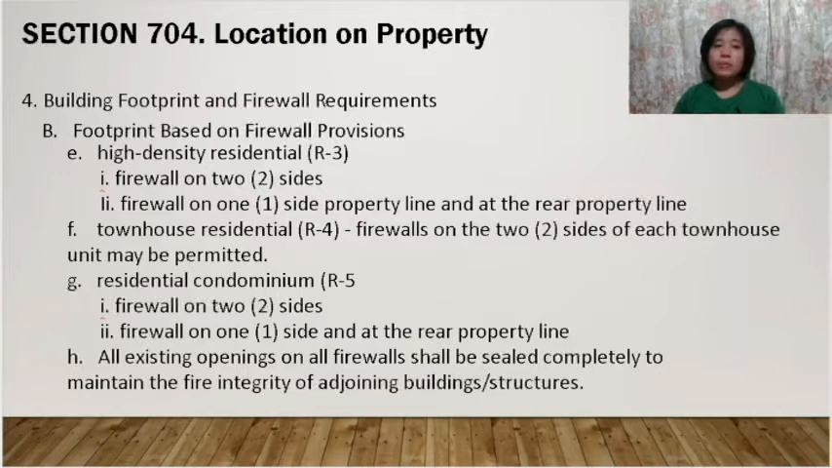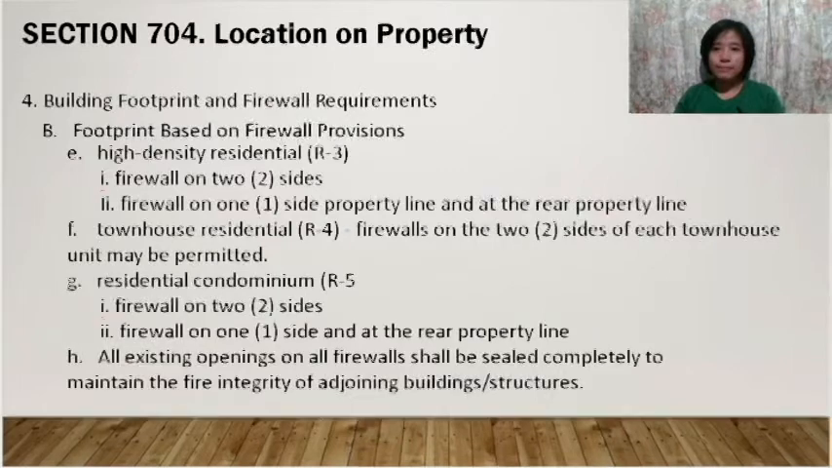For townhouses, residential R4, firewalls on two sides of each of the townhouses may be permitted. In residential condominium R5, there are also two types of firewall that can be erected. Firewalls on two sides of the building and firewalls on one side and at the rear property line. All existing openings on the firewall shall be sealed completely to maintain the fire integrity of adjoining building and structures.